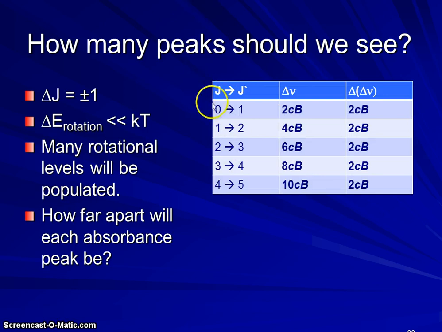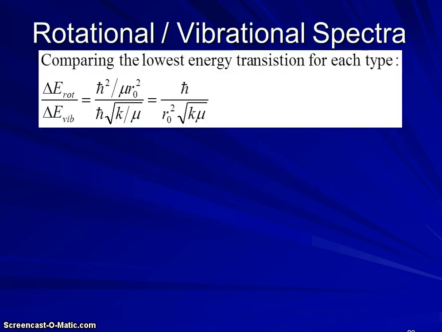Well, going from 0 to 1 is going to have a delta E of 2cB. So it'll absorb at the 2cB level, where B is the rotational constant and c is the speed of light. It'll also absorb at the 4cB level, which is 2 larger than the 2cB. And the same thing for at the 6cB level, which is 2 larger. So we're going to see a bunch of different lines in our spectra that are equidistant from one another as a result. Let's see what I mean by the difference in energy values for these transitions.